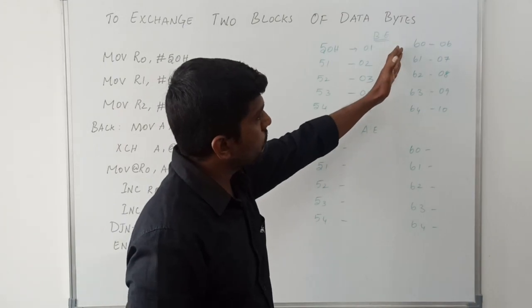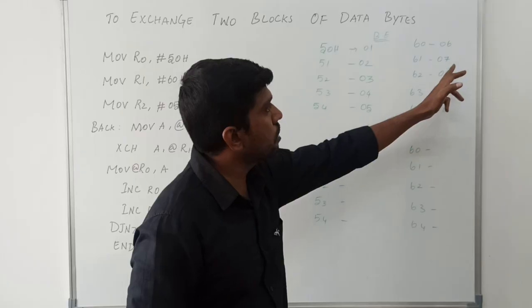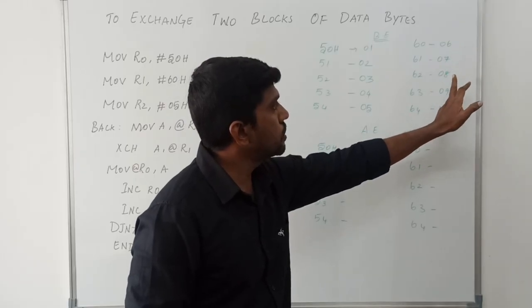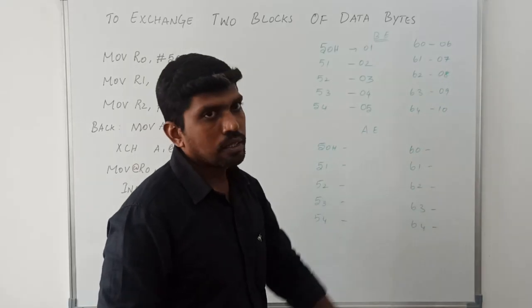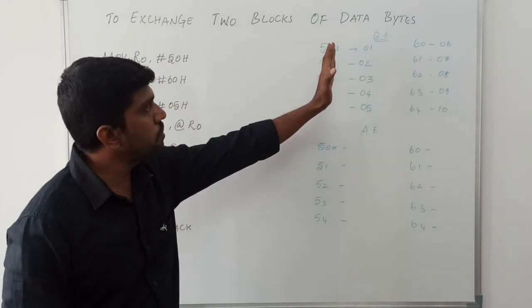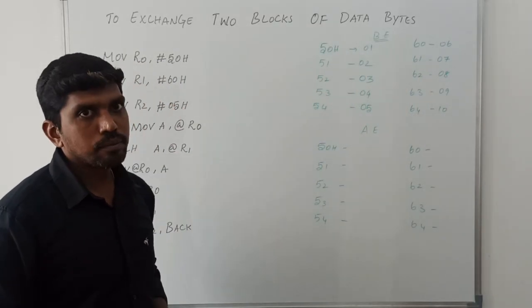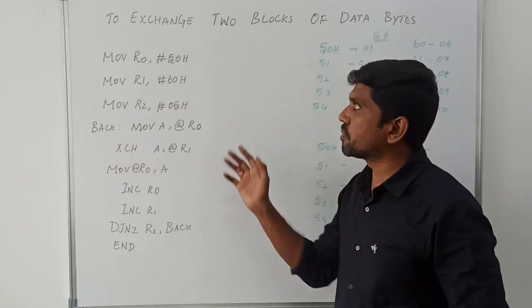Then the second set of memory locations is 60H to 64H. The corresponding data are 06, 07, 08, 09 and 10. After execution of these instructions, the data will be exchanged from this memory location to here, and this memory location to here. That we will check with the help of the program.